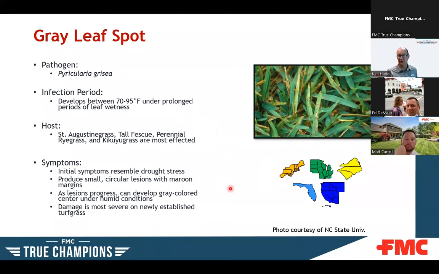Initially, it looks kind of like drought stress, but then what you see, those leaves start to fall over, and it almost looks like that leaf is about to fall in half and come back around on itself, on something like a tall fescue or a ryegrass. That's when you're dealing with something like gray leaf spot. But also notice the lesions. They almost look like brown patch, but they are different, especially when they're smaller. They're very distinct spots.